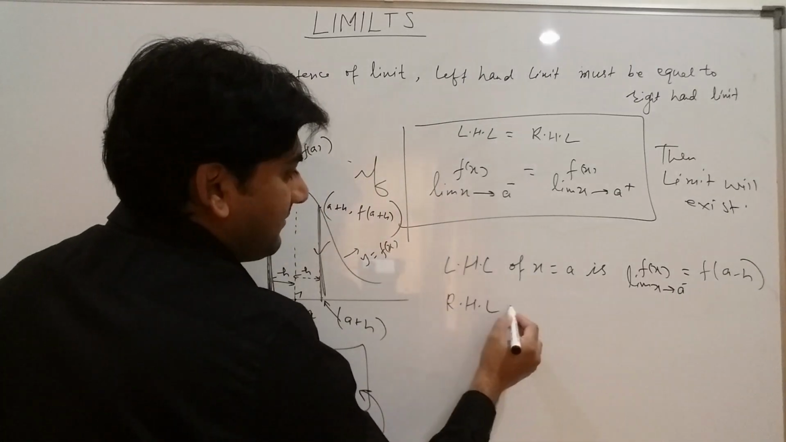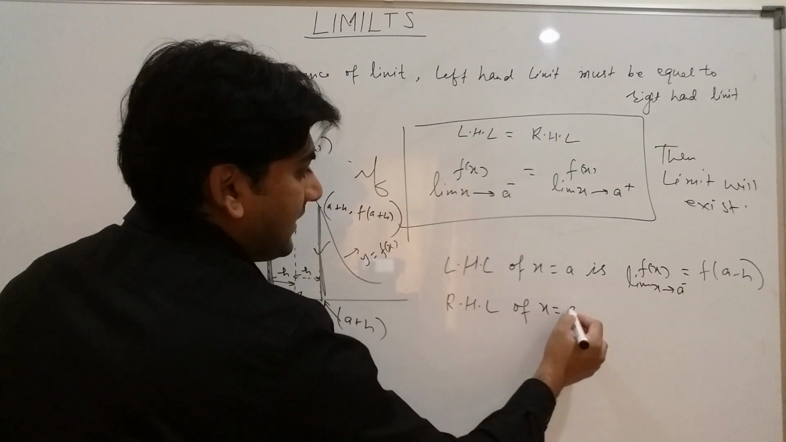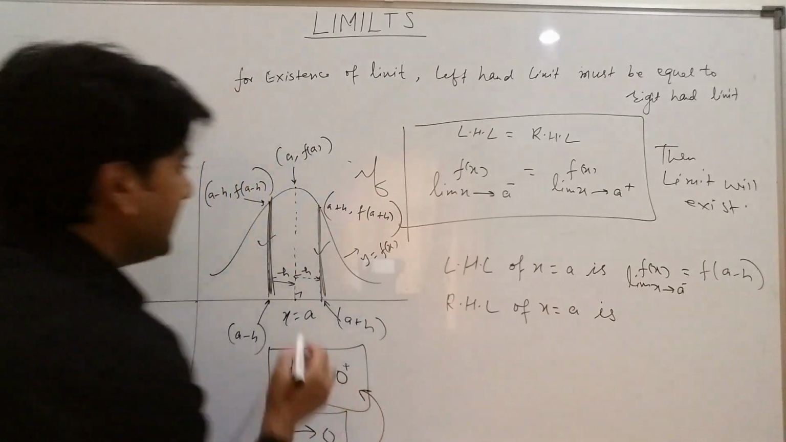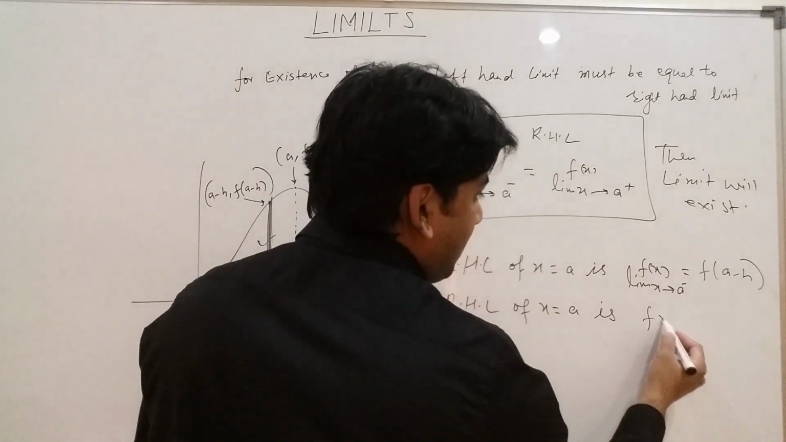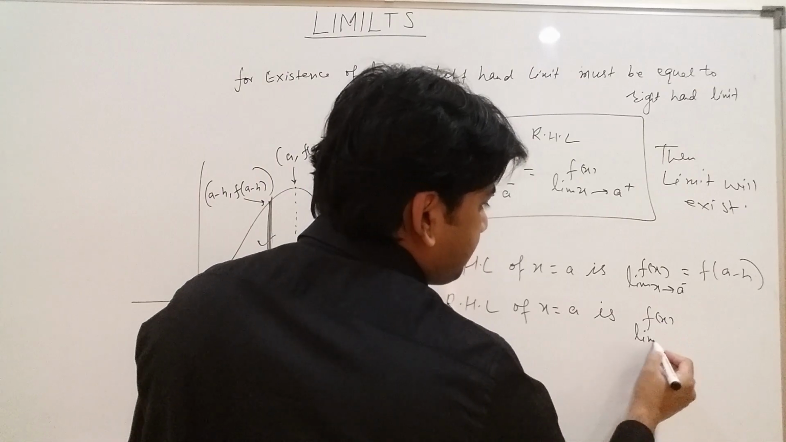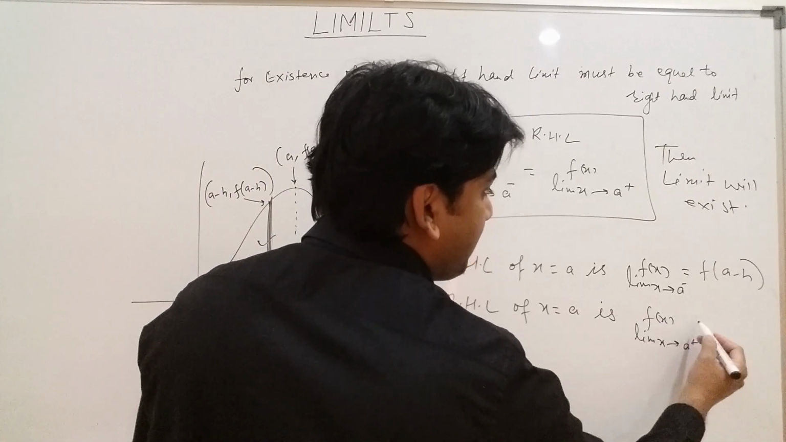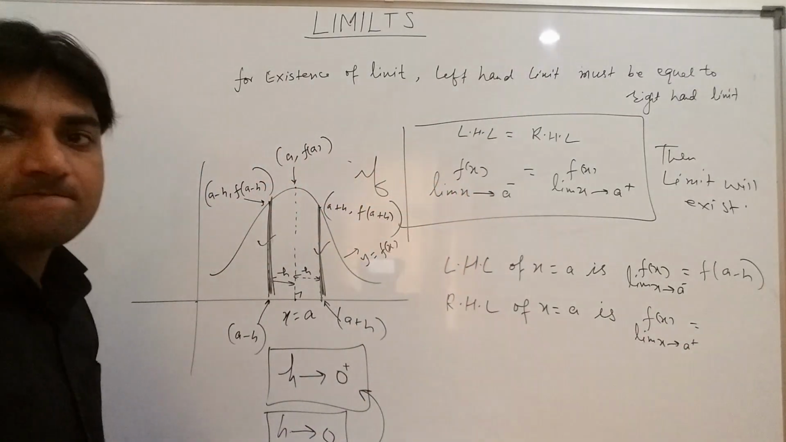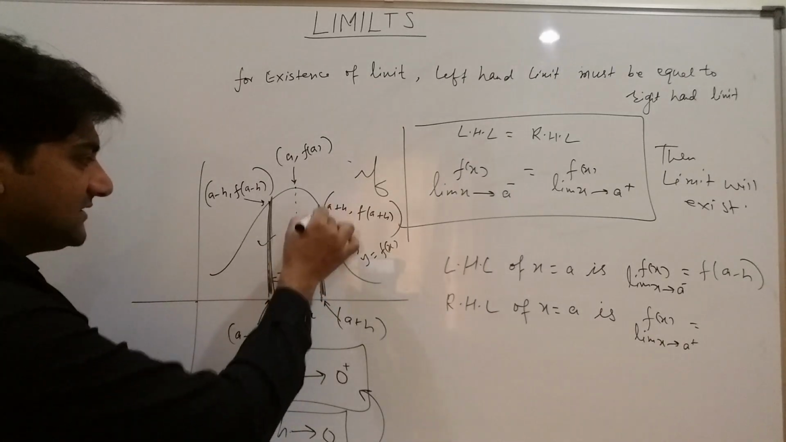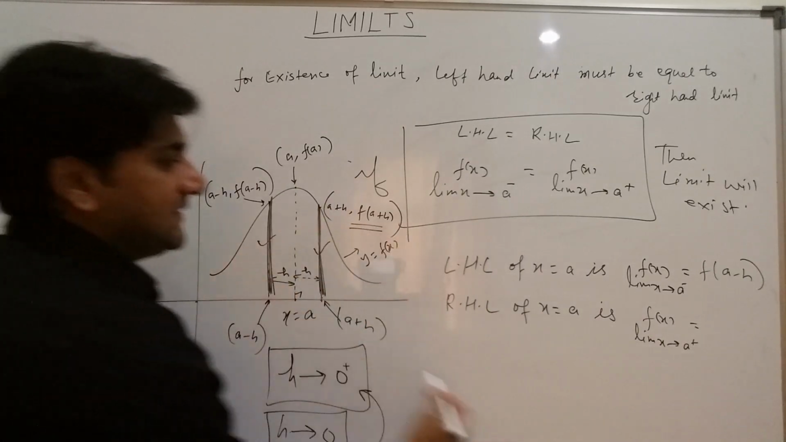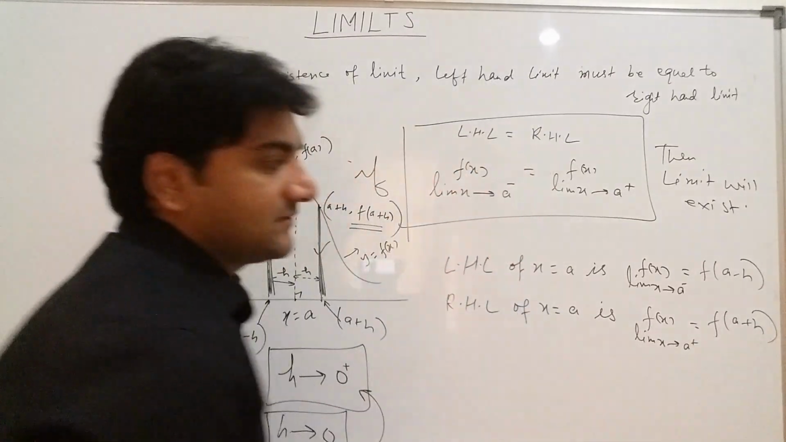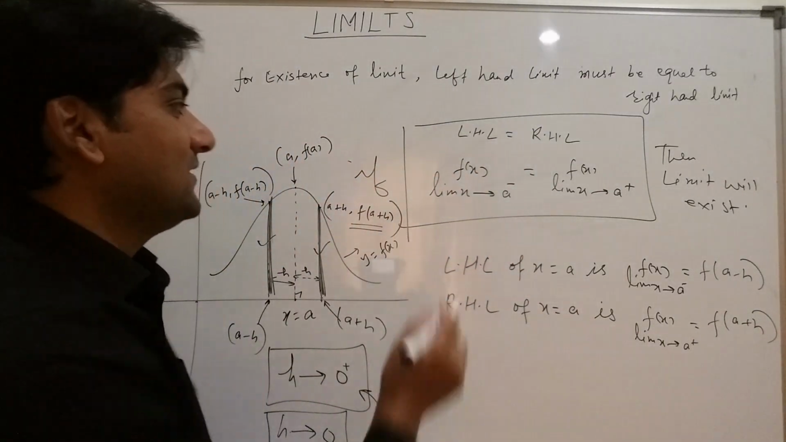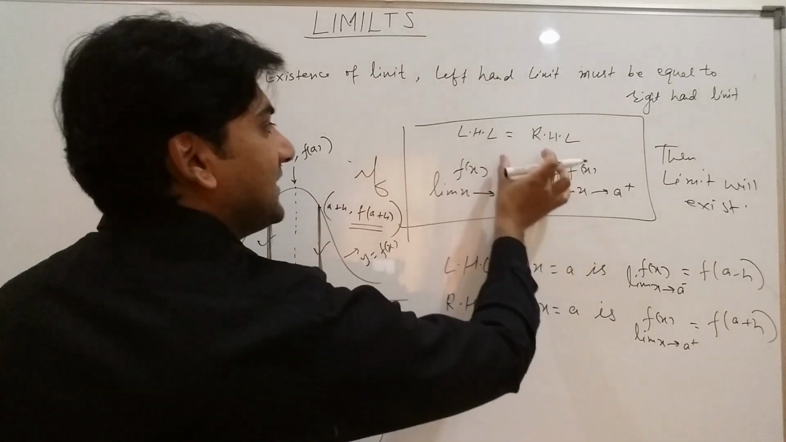Now the right hand limit at x equals a. The right hand limit is this: f of x, limit x tends to a positive. And a positive means this one. And what is that? F of a plus h. So I will write f of a plus h. Okay? So that was the condition.